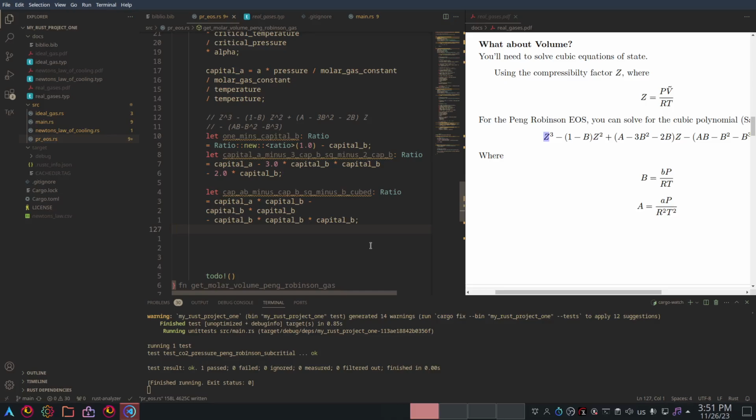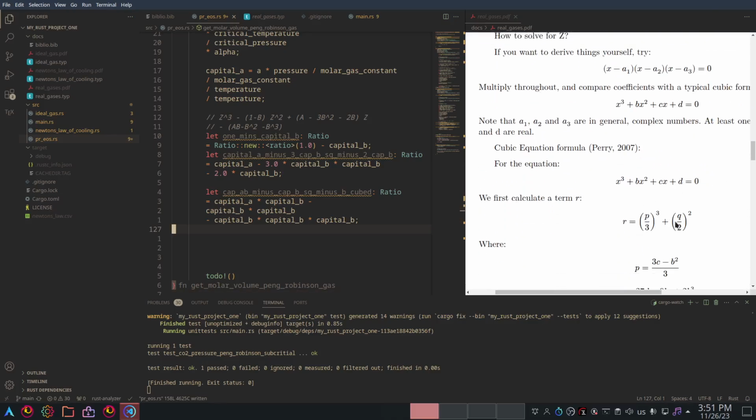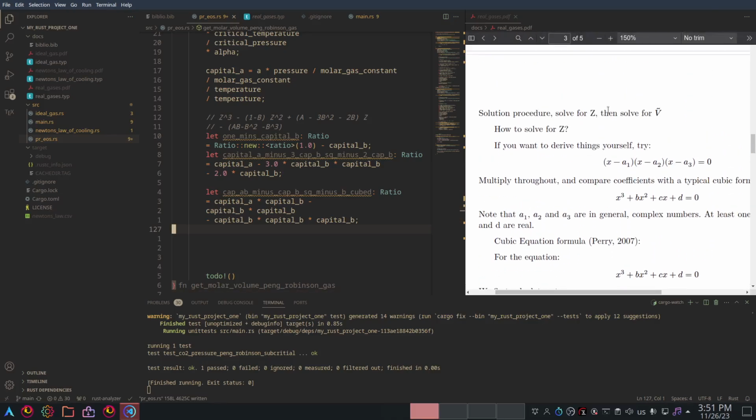If you are the only person managing the repository, this method's okay. Otherwise, you've got to learn something called branching with Git. But I'm not gonna go through that. That's not the point of this series, so keep it simple. Okay, next thing we need to do is to figure out how to solve cubic polynomials.